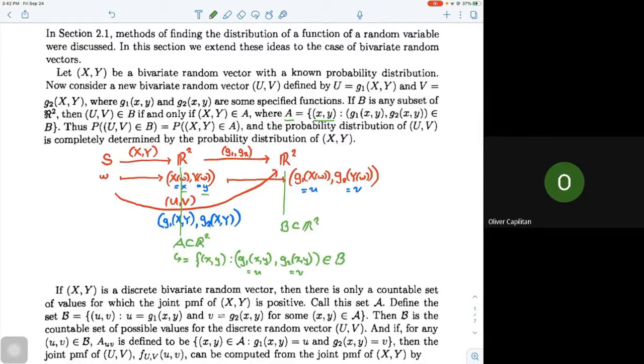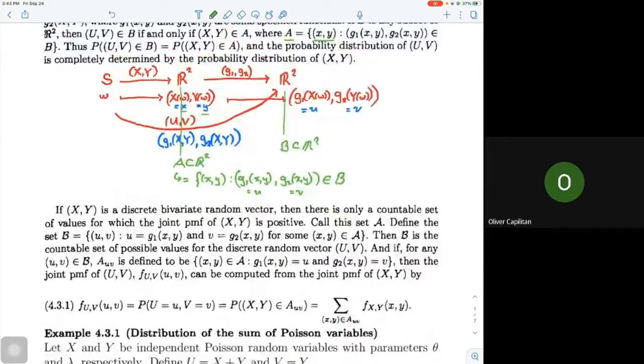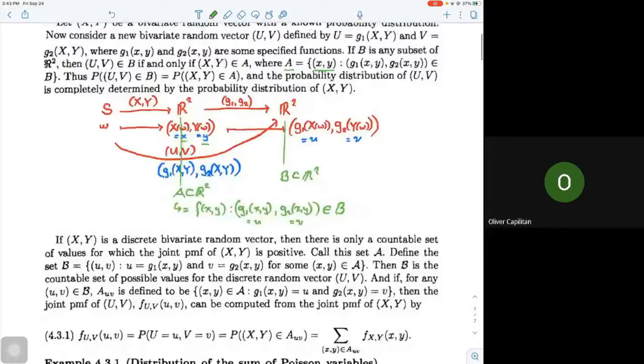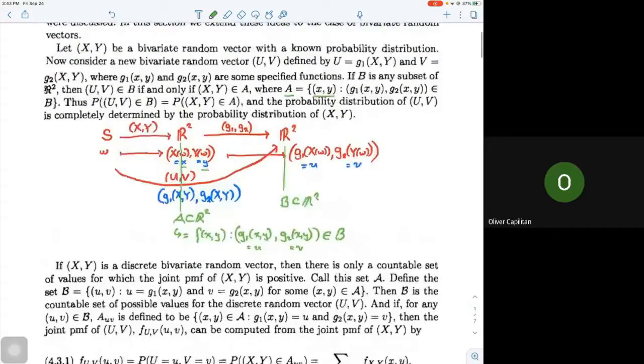Hence, the probability that the random vector U be an element of the subset B will be just equal to the probability of the random vector X, Y being an element of A. In other words, the probability distribution of U, V is completely determined by the probability distribution of X and Y. Okay, so I put a space there just to elaborate more on the first paragraph.